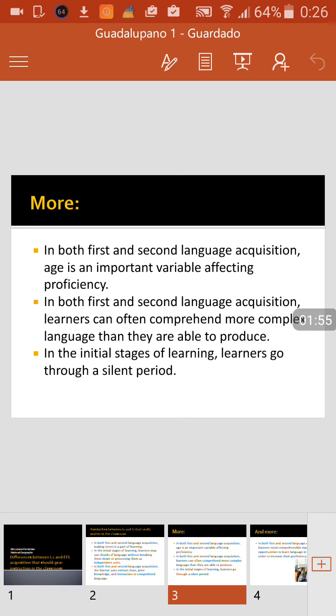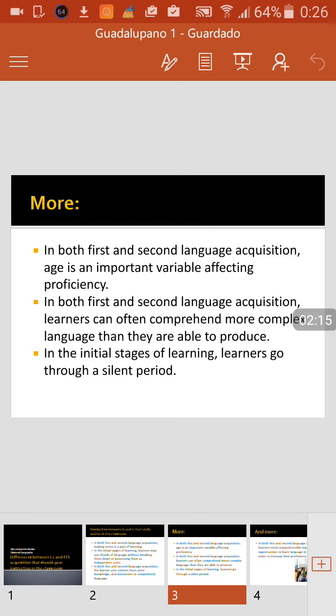Also, we said that in both first and second language acquisition, age is an important variable affecting proficiency. Young learners are really very good language learners. So this is why Our World begins to be used with very young children.